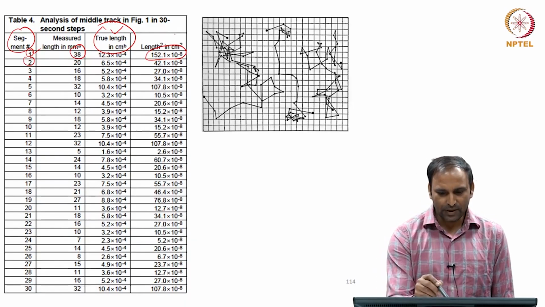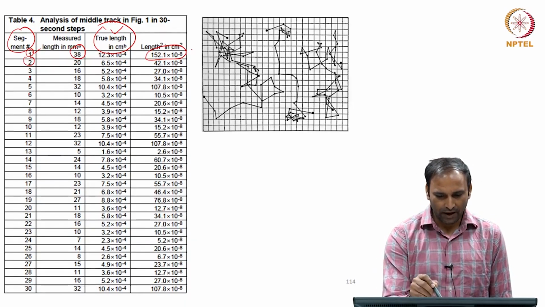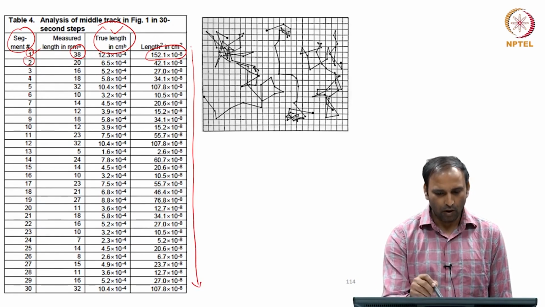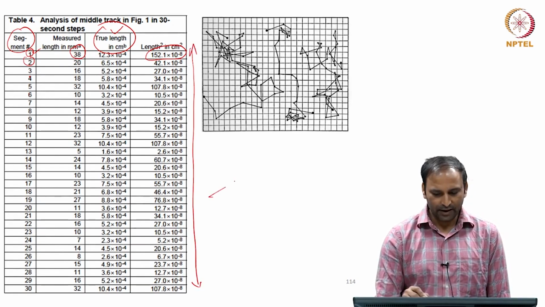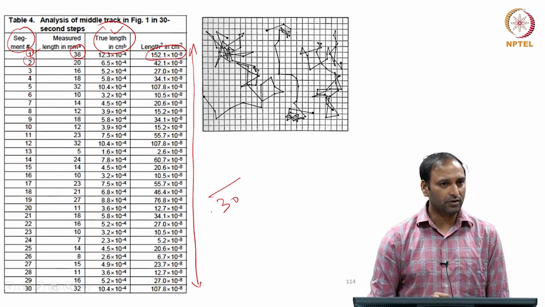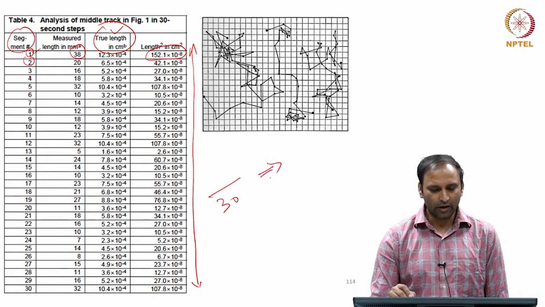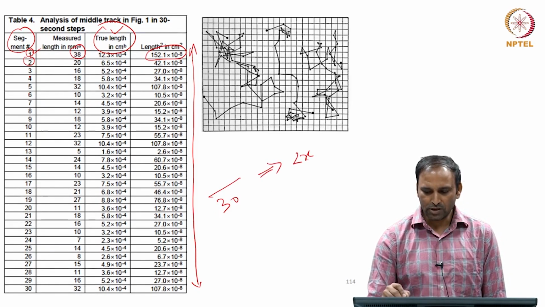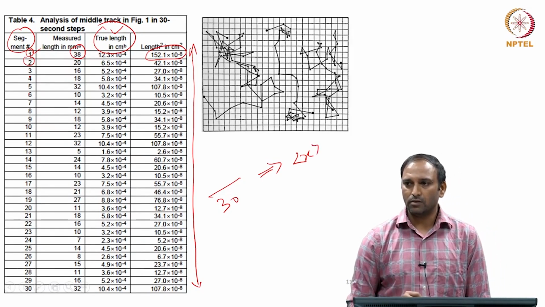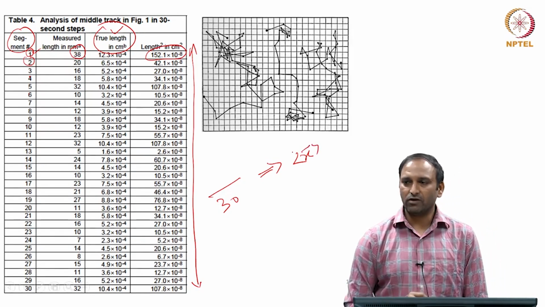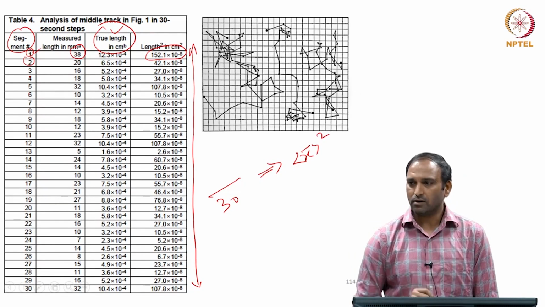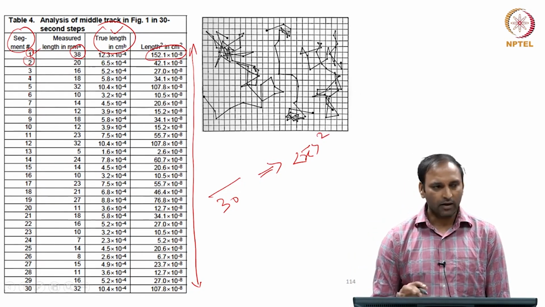Now if I add them all up, and divide the number that you get by 30, that is what will give you the mean square displacement. Typically, it is given by x bar square. That is your mean square displacement.